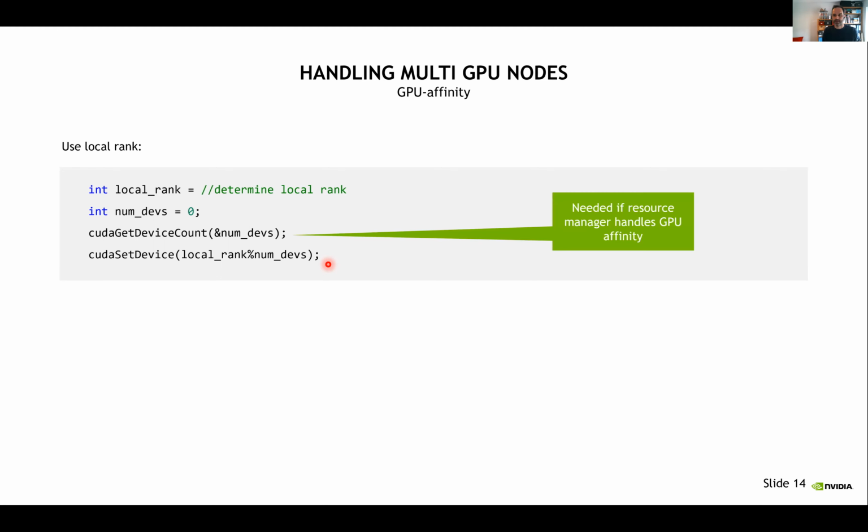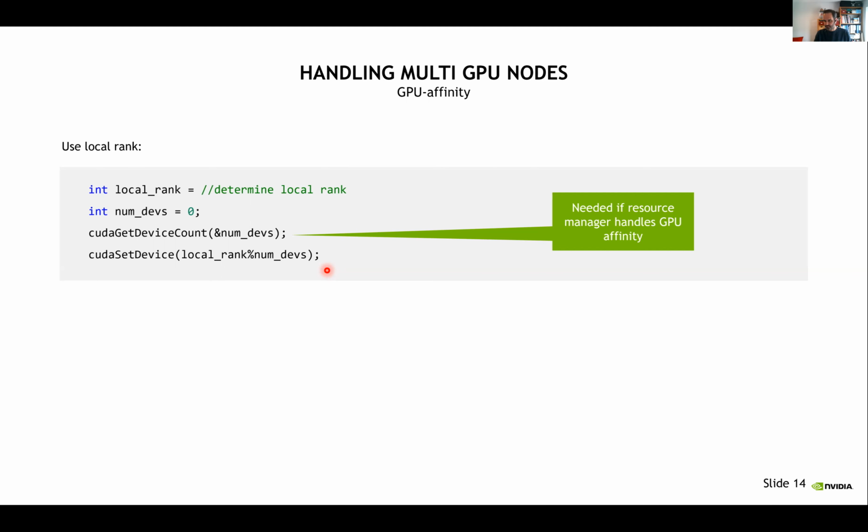And second, some resource managers might handle GPU affinity for you, so that each MPI rank only sees a single GPU, the one it should use. And in this case, querying the number of devices and doing this modulo operation makes sure that if that happens, each MPI rank just calls CUDA set device 0 as it should.